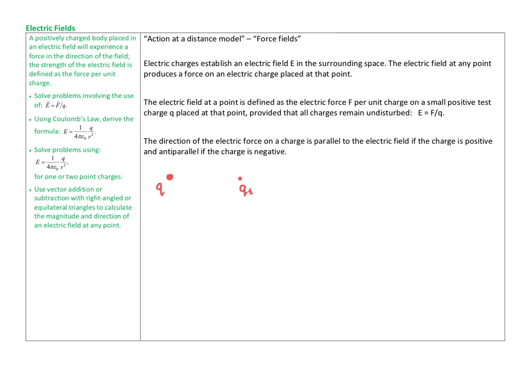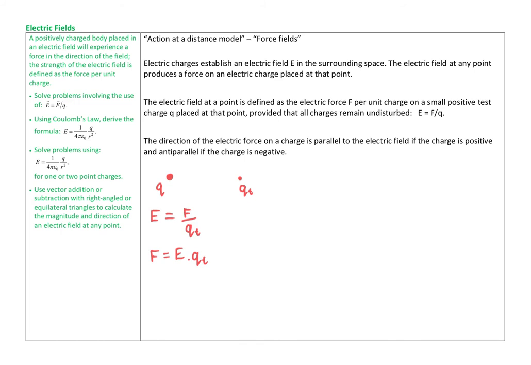So now, don't think about these two charges interacting at a distance. We think about this charge here, Q, having a force field that surrounds it, and this charge QT is going to interact with that. Now, we know that by definition, the electric field strength will be equal to F on QT, so the force per unit test charge. Now we can rearrange that formula and we get force is equal to E times QT.